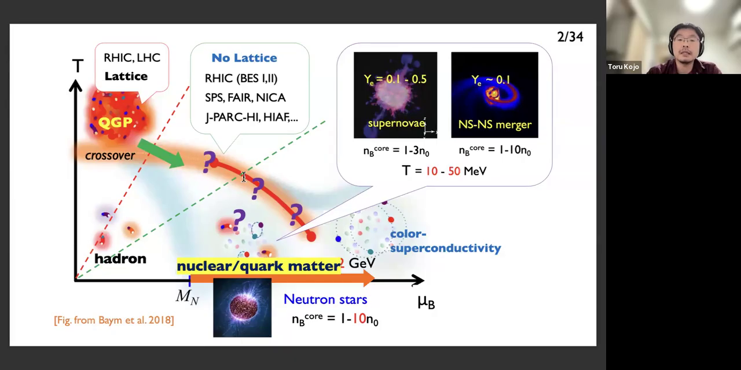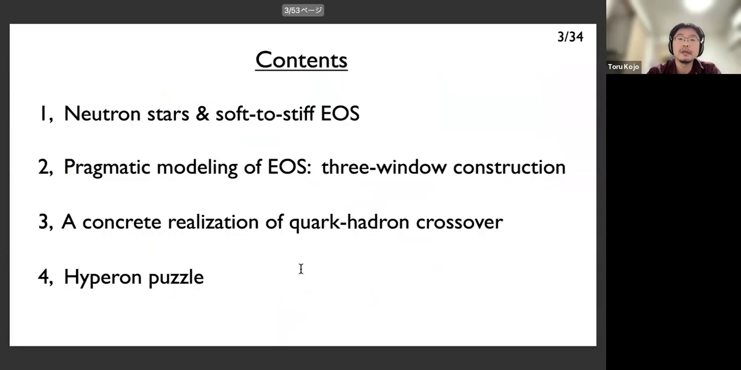Meanwhile, we are less confident about the region of low temperature and high baryon density, where we have neutron stars. So in order to determine the phase structure, we would like to extract some information from neutron star physics. So here is the content of my talk.